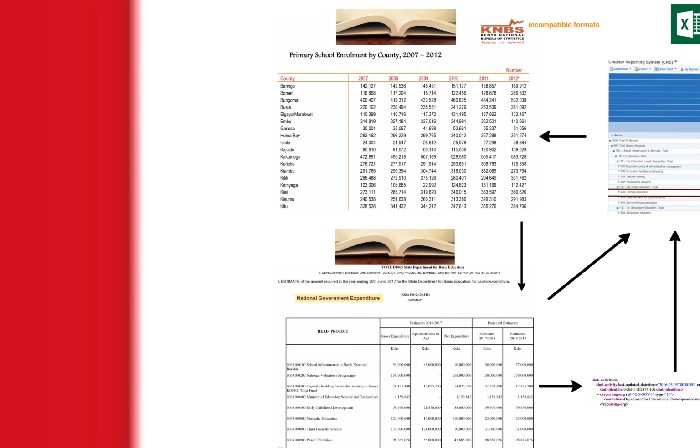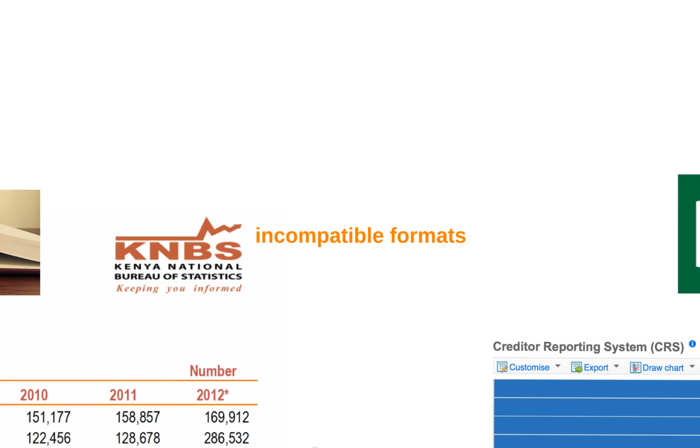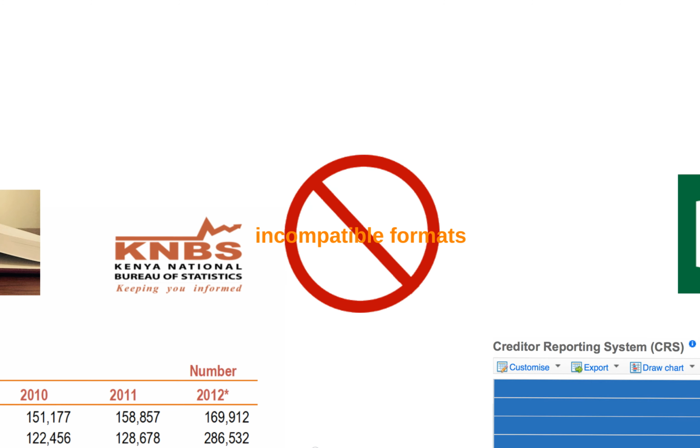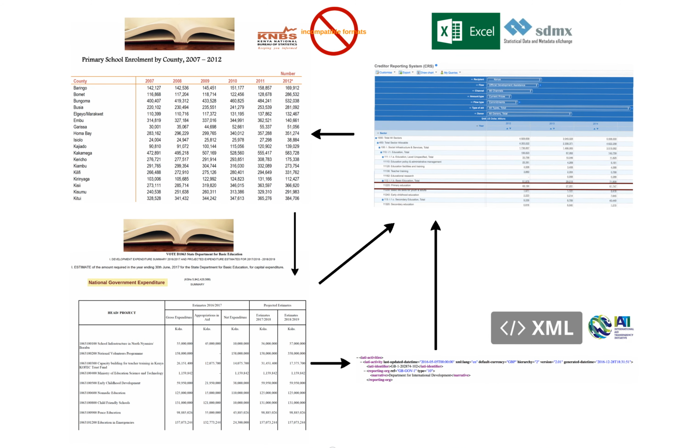Even though each of these data sources deal with information on primary education, each is published in a different format. The national data is often produced in a book form. The OECD Creditor Reporting System is published in Excel or SDMX, and IATI data is contained in its own purpose-built XML format. These different formats are fundamentally incompatible with each other. And so collating data from different sources requires laborious and manual manipulation.